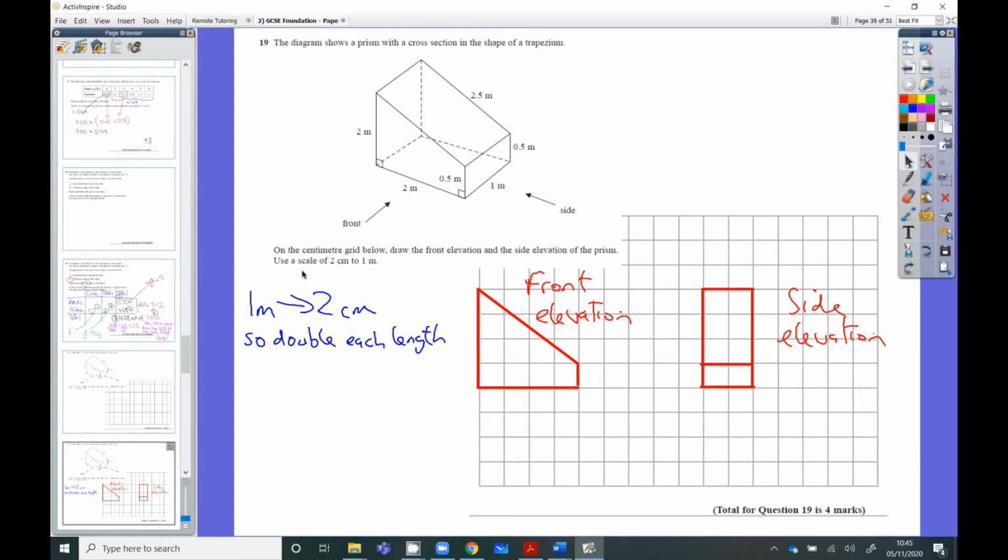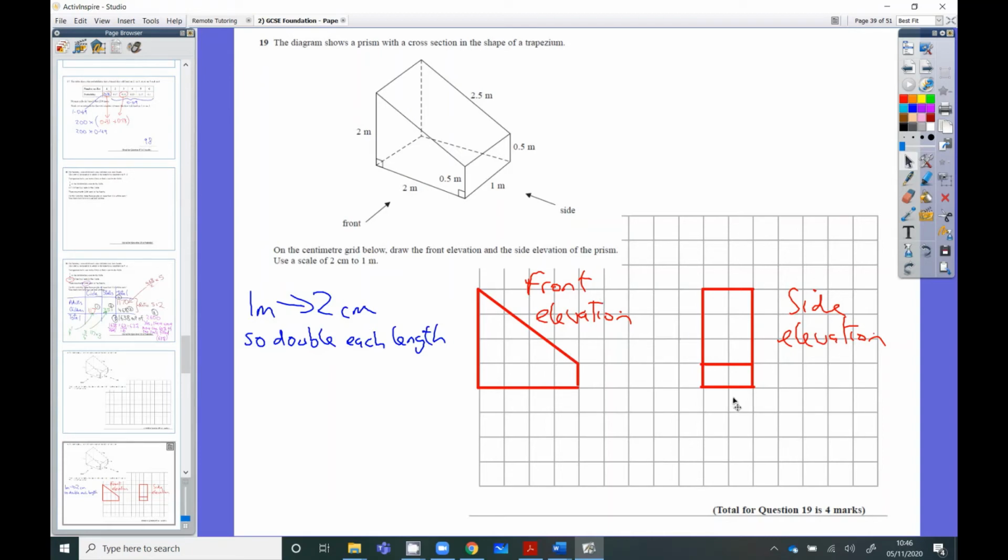So we're told the scale is 2 centimeters to 1 meter. So to go from each of these meters to our grid scale, we're going to have to double each of the lengths. So our front elevation, when we draw this shape here, is going to have a base being 2 times 2, which is 4. Then a left-hand height of 2 lots of 2, which is 4 squares. A right-hand height of 2 lots of a half, which is 1, and then pop in the diagonal.